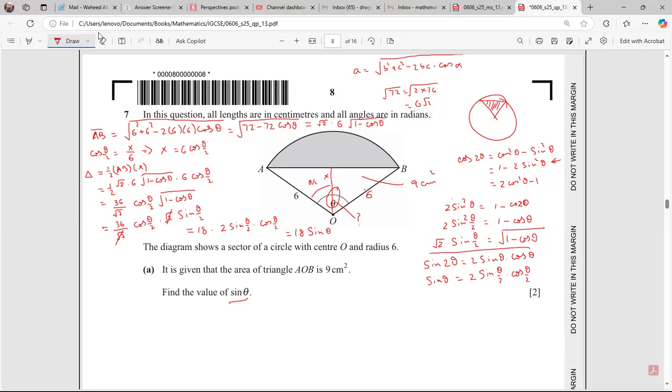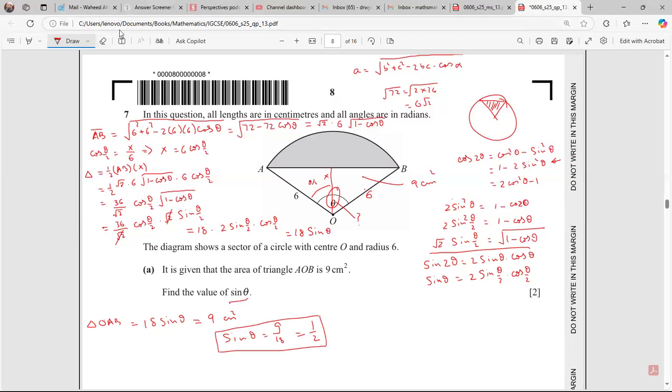Interesting, easy. So now we know that 18 times sine theta is the area of the triangle OAB, and this is given to be 9 centimeters square. So from here you can see that sine theta must be 9 over 18, or 1 by 2. This is our solution of part A.